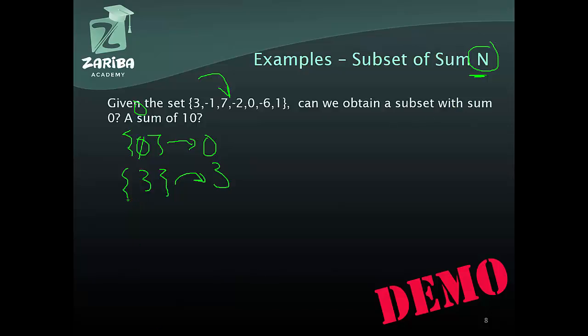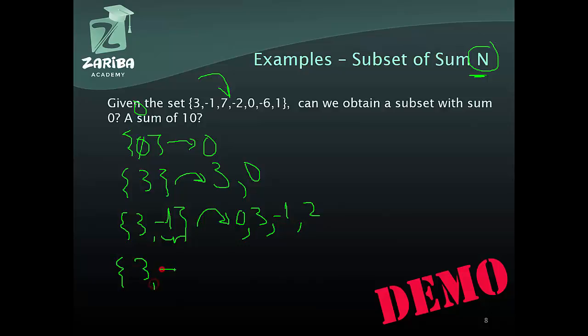All right, so we have 3. Then we have to add the -1. What are the possible sums here? Clearly we can do the 0 as well if you just don't add any elements. So we still have the 0, we still have the 3, we also have -1, and we have the 2 as well. Let's add another one. So 3, -1, 7. And let's do those.